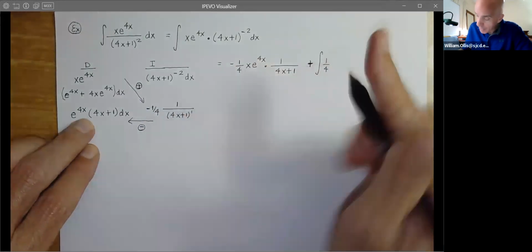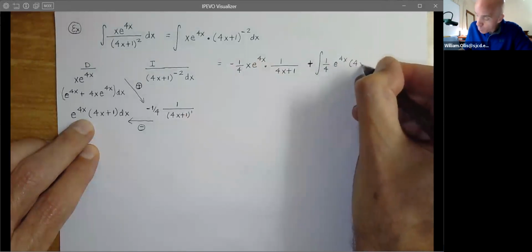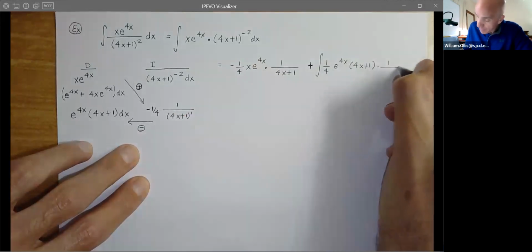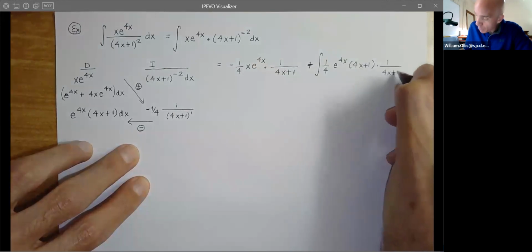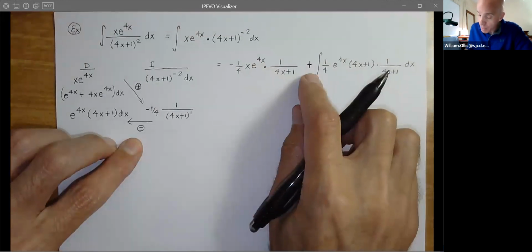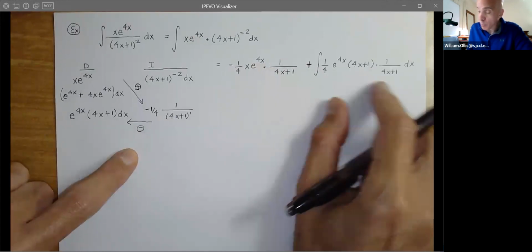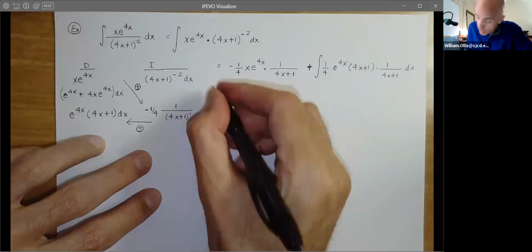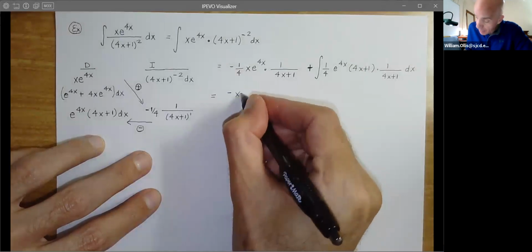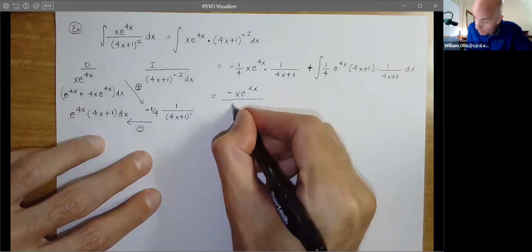And now notice we have e to the 4x times 4x plus 1, and then we have the 1/4x plus 1. So I'm writing out all the steps so we're not leaving anything behind. So again, minus minus gives us the plus. We have the 1/4, we have the e to the 4x times 4x plus 1 times 1/4x plus 1. And so now we can clean this up a little bit. This will be a minus x e to the 4x, and then we can bring the 4 downstairs with the 4x plus 1.